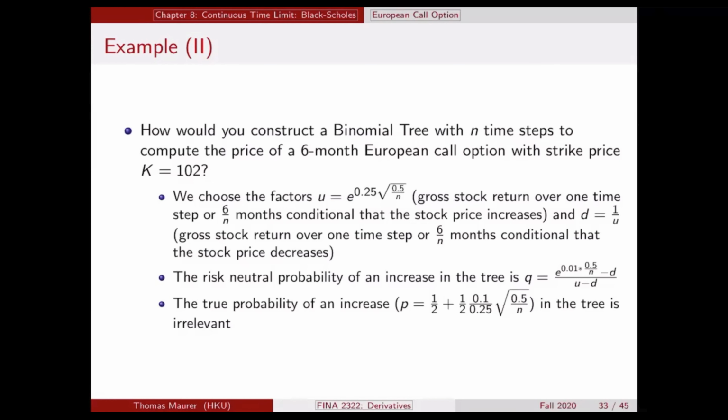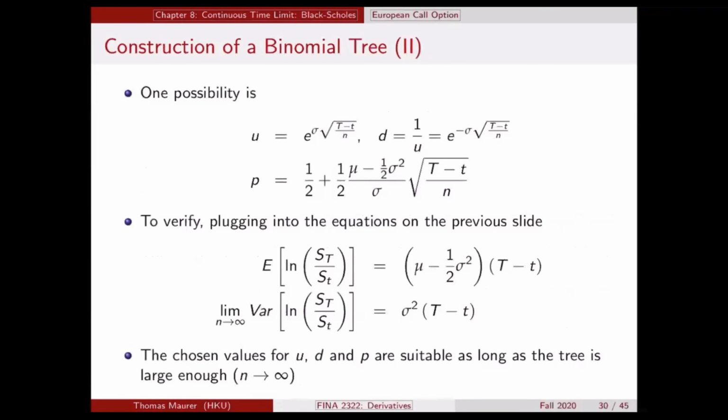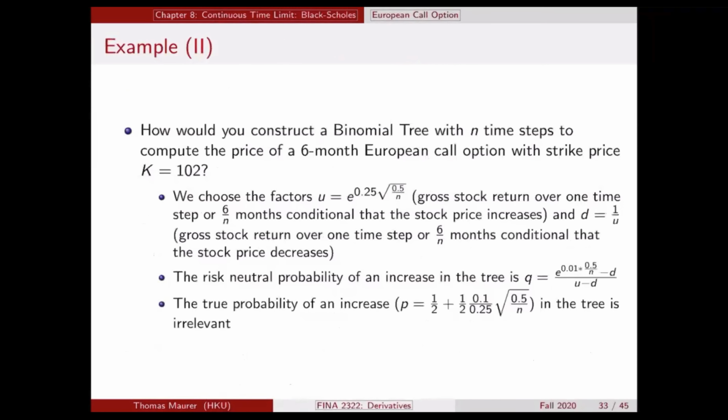The important thing is how we choose the gross returns U and D within the tree. And what we're going to do is follow this recipe over here. We say U is equal to this formula. So with our values to plug in, U is equal to e to the power of that 25% annual volatility of the underlying asset times the square root of the 6 months time to maturity divided by the number of time steps which we want to take in our tree. And then the gross return D we define as 1 divided by the gross return U.